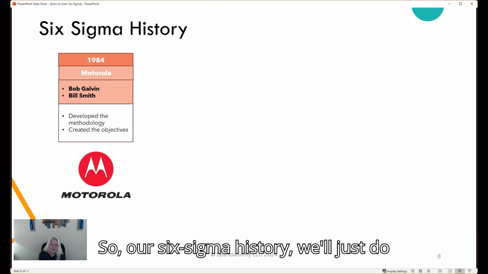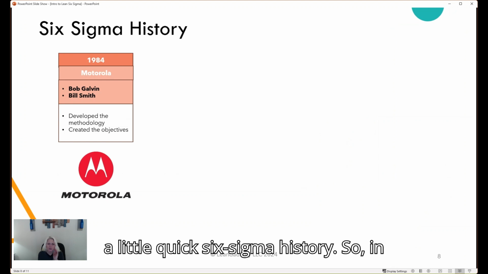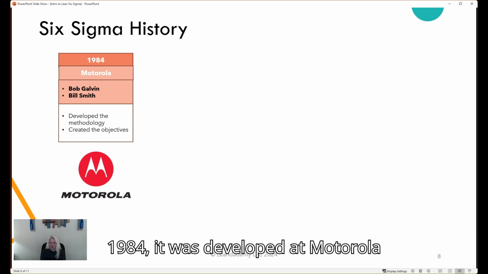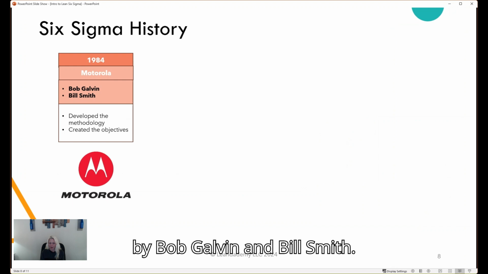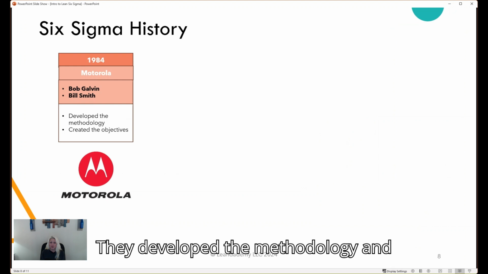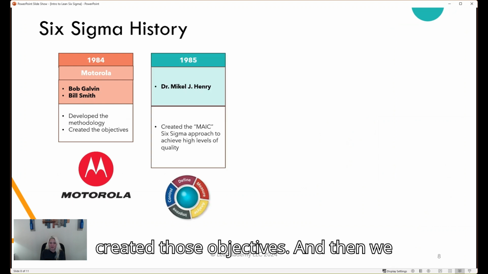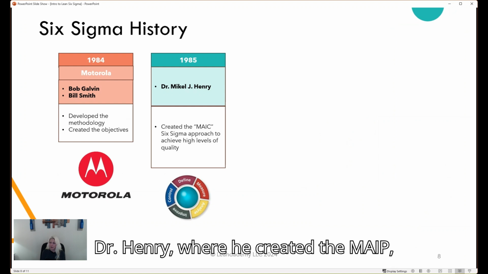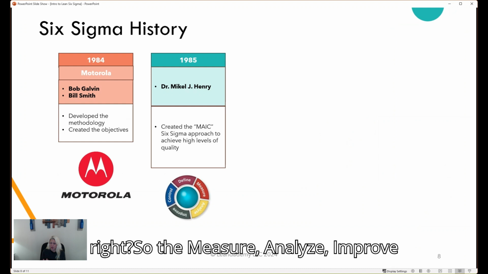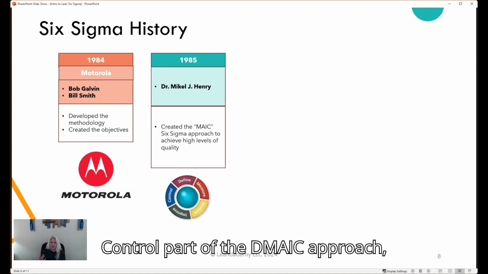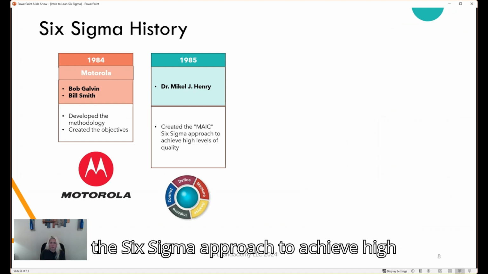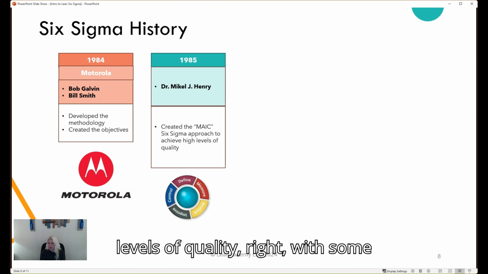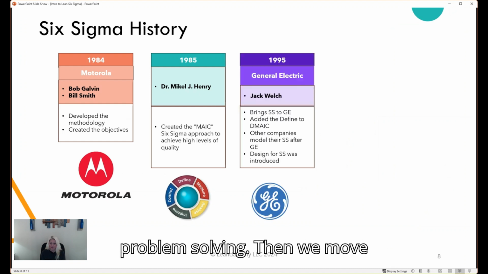So our Six Sigma history, we'll just do a quick Six Sigma history. So 1984, it was developed at Motorola by Bob Galvin and Bill Smith. They developed the methodology and created those objectives. And then we start to move into 1985 with Dr. Henry, where he created the MAIC, right? So the measure, analyze, improve, control part of the DMAIC approach, so Six Sigma approach to achieve high levels of quality, right? With some problem solving.